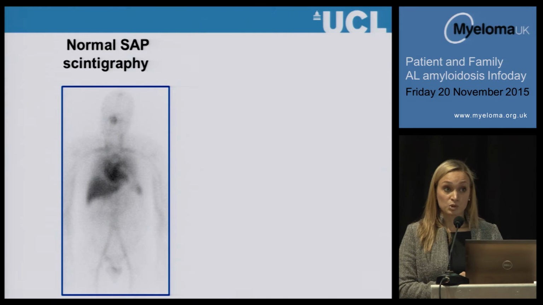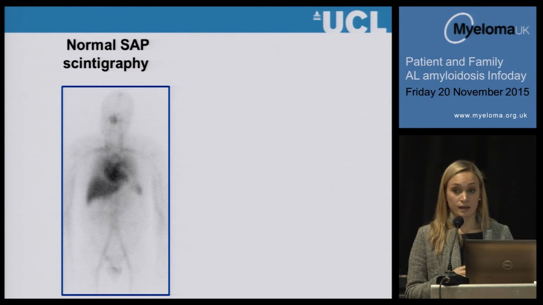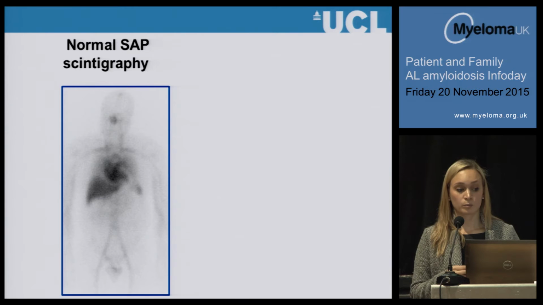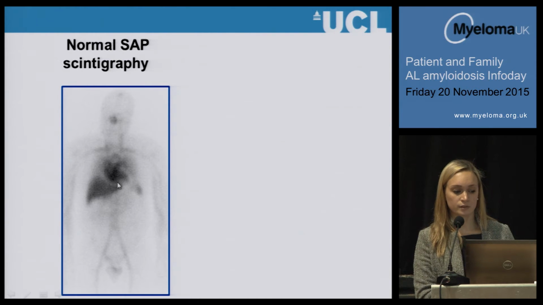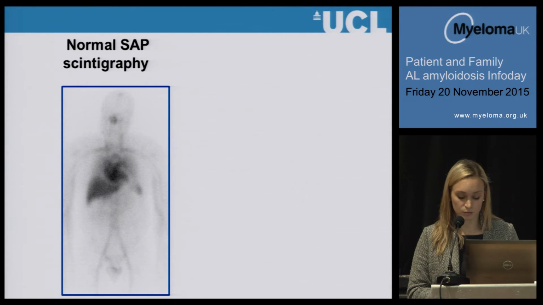Another test that most of you will have done is the SAP scintigraphy. Again, this is similar, the machine is the same, we inject the dye and we acquire pictures a few hours after or the day after. This is an example of a normal SAP scintigraphy. As you can see, we can see a bit of liver, a bit of heart, but this is just the blood pool. So this is a normal SAP scintigraphy.